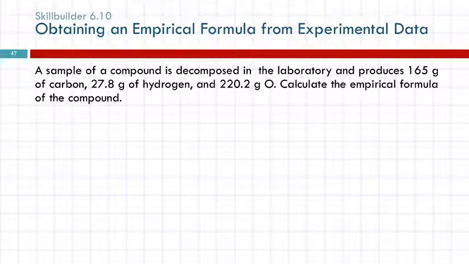A sample of a compound is decomposed in the laboratory and produces 165 grams of carbon, 27.8 grams of hydrogen, and 220.2 grams of oxygen. Calculate the empirical formula of the compound. So we need masses of each element that's given to us in the problem. We're going to convert the masses to moles, and then we're going to find the ratios of moles.